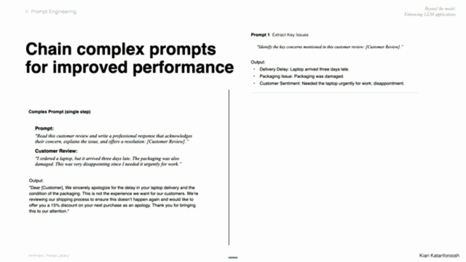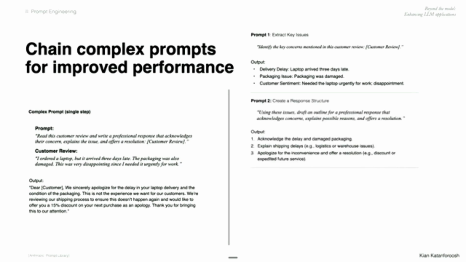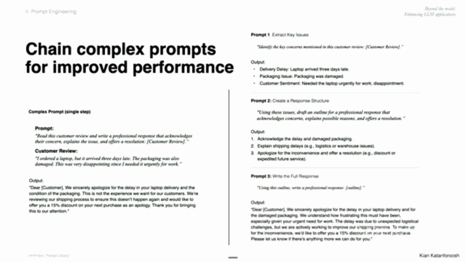Let's say the first prompt is: extract the key issues. Identify the key concerns mentioned in this customer review, and paste the customer review. Second prompt: using these issues, so you paste back the issues, draft an outline for a professional response that acknowledges concerns, explains possible reasons, and offers a resolution. Prompt number 3 is: using the outline, write the full professional response. And then you get your final output.